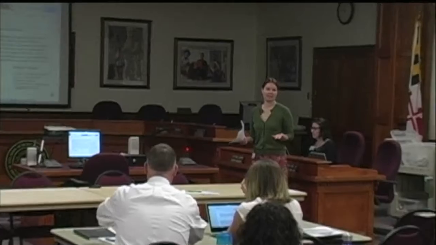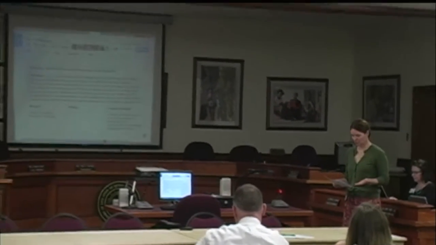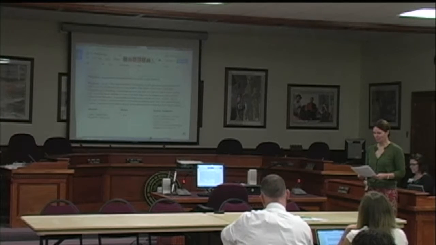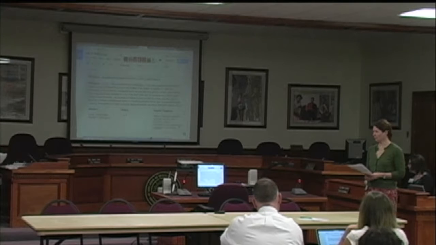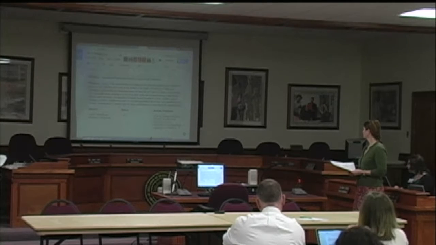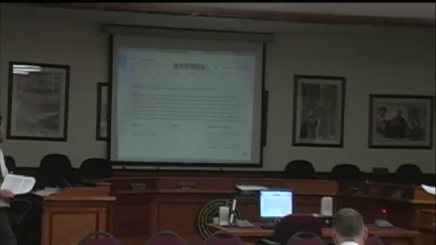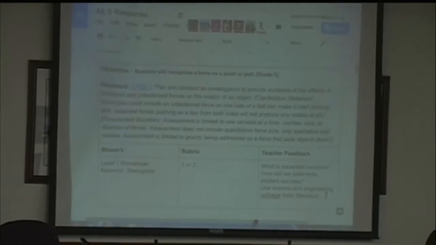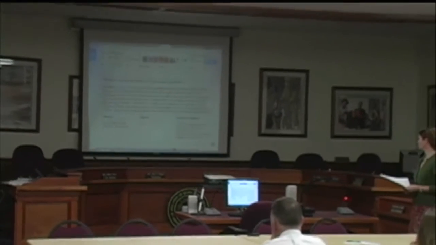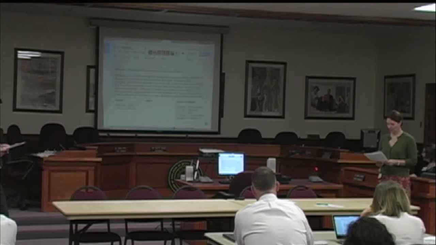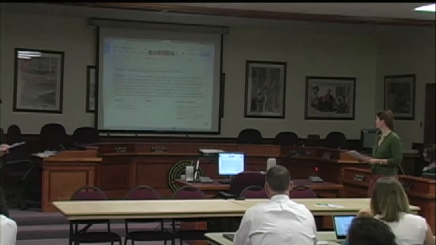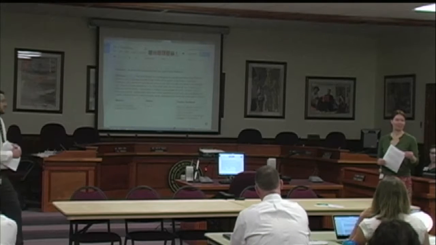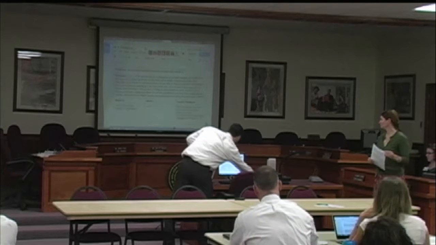So we collaborated together to go over the science objective, the first one. We gave a Bloom's rating of 1, a rubric rating of 2. The feedback consisted of the question, what is the expected outcome? How would we determine student success? Use science and engineering verbiage from the standard. And then the second objective, we gave it a Bloom's of 4, a rubric of 3, and the teacher feedback was, well done. So that was this one.